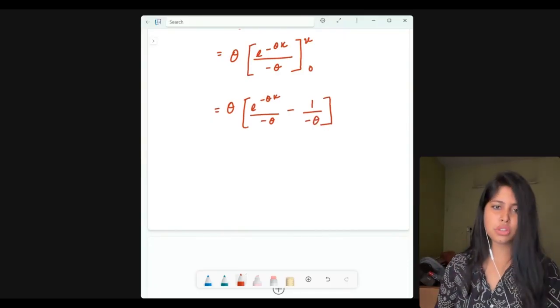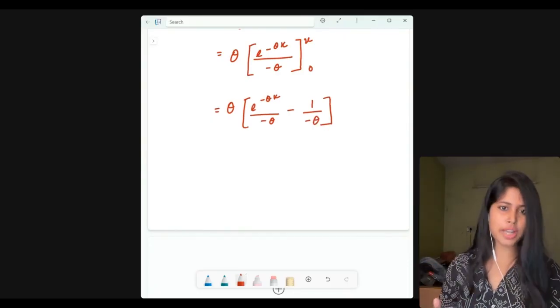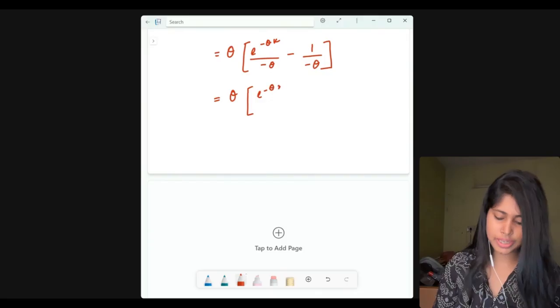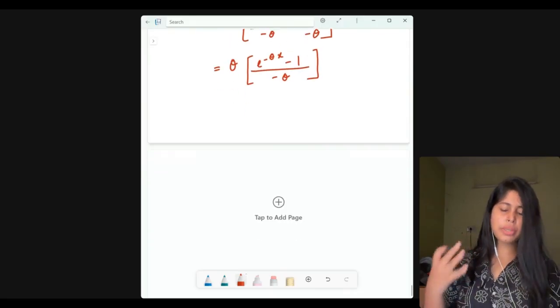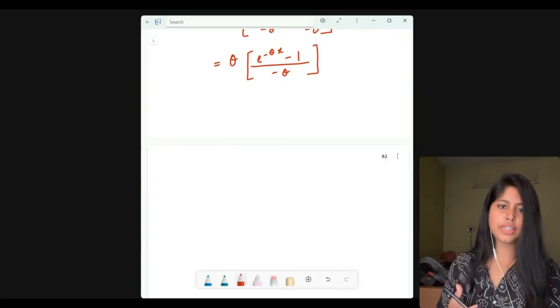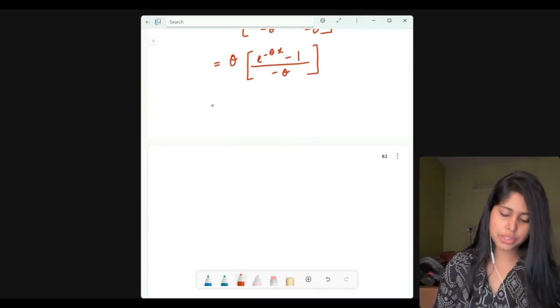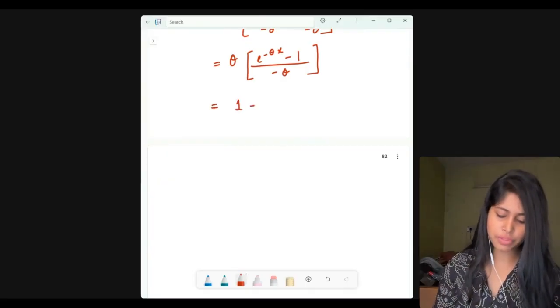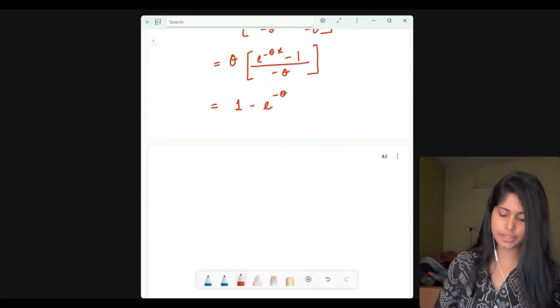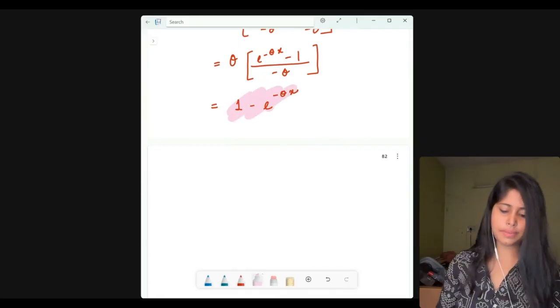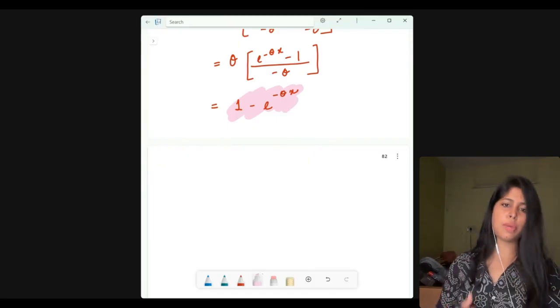So we have substituted the values. Now we will just calculate it, okay? So it will be what? Theta into e to the power minus theta x minus 1 by minus theta. So now from here you can see that we can cancel out the thetas and you will be left with a negative sign. So what will be the answer? 1 minus e to the power minus theta x. Now let me highlight it. See, this is what we get from our case 2.